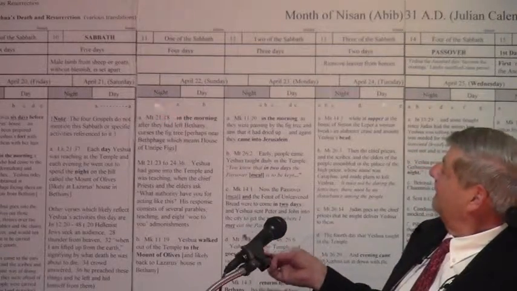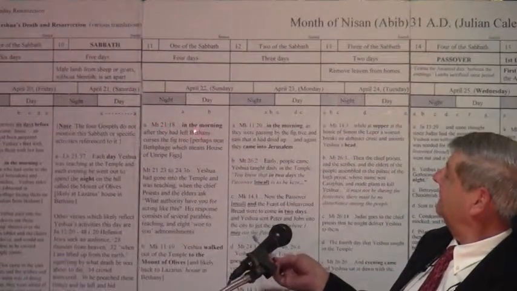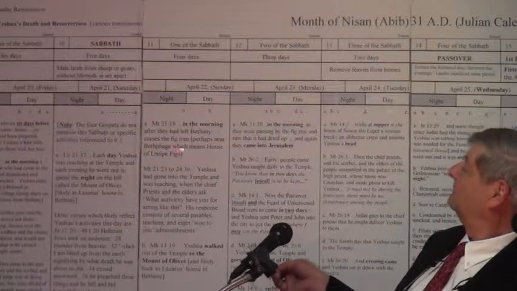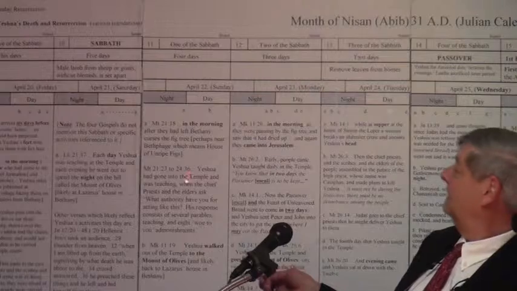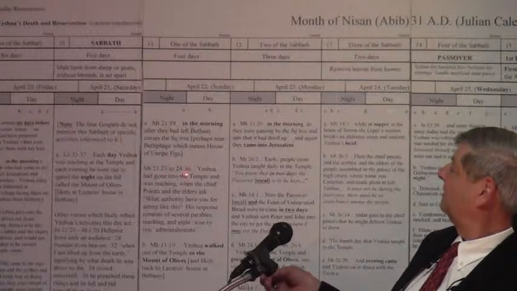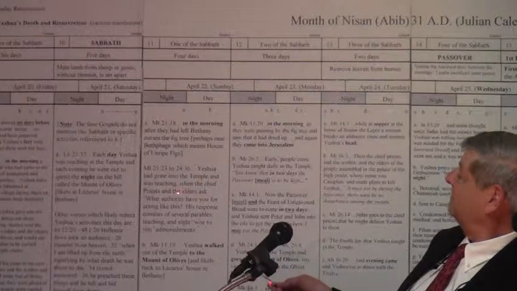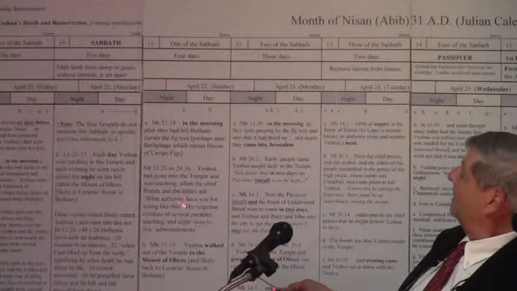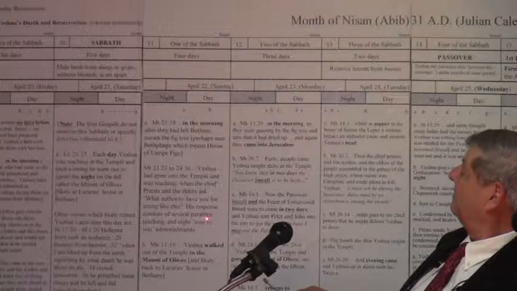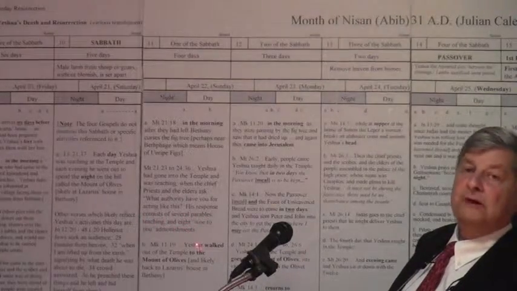In the morning, after they had left Bethany, now this is in Matthew 21:18, he curses the fig tree, perhaps near Bethpage, which means house of unripe figs. In Matthew 21:23-36, Yeshua had gone into the temple and was teaching when the chief priests and the elders asked, well, what authority have you for acting like this? His response consists of several parables, teaching, and 8 woe to you admonishments.